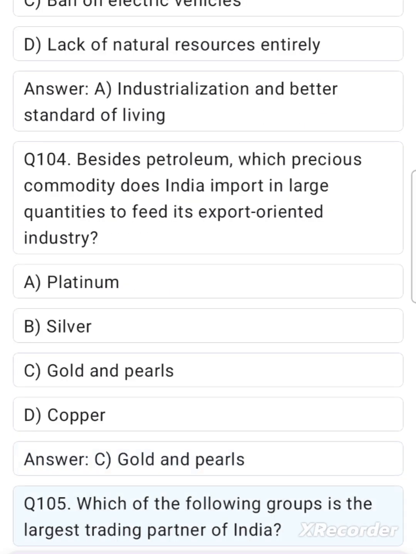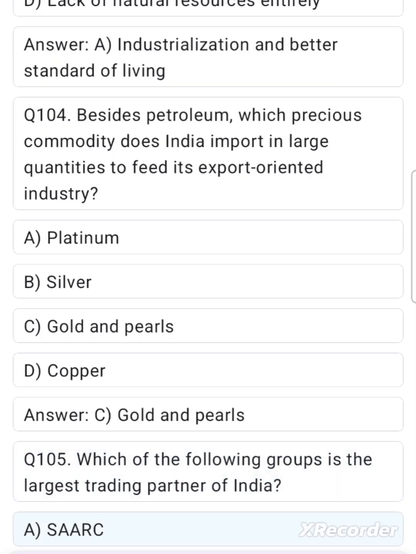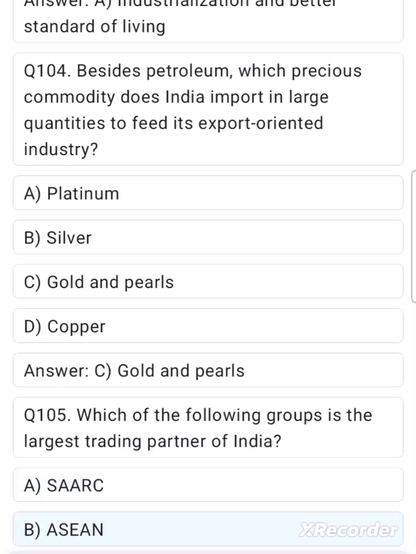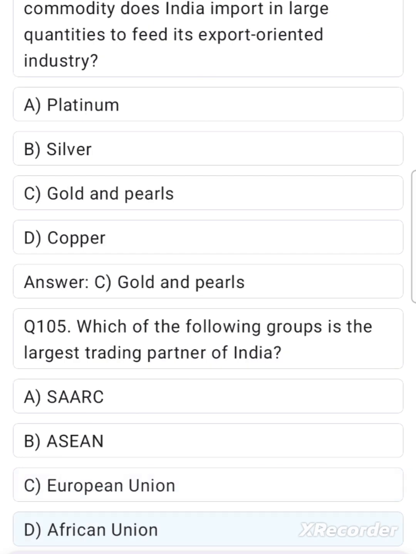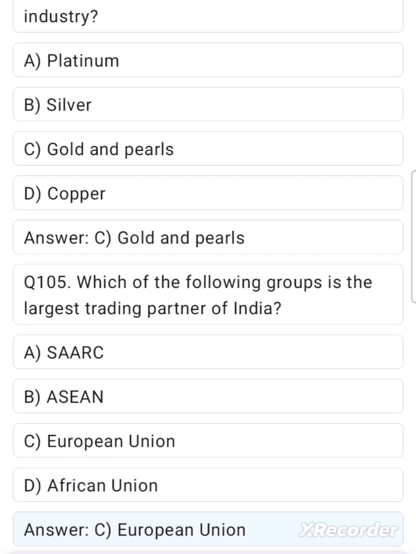Q105. Which of the following groups is the largest trading partner of India? A. SAARC. B. ASEAN. C. European Union. D. African Union. Answer C. European Union.